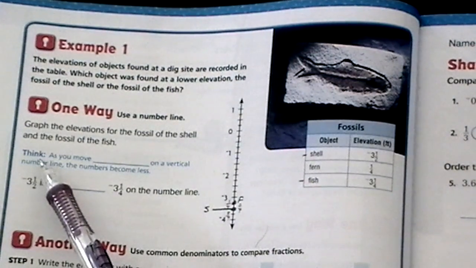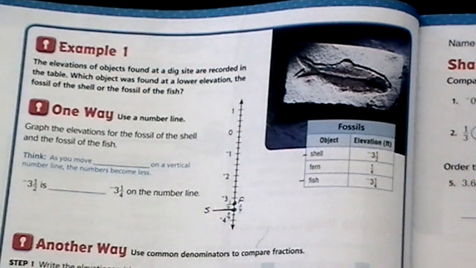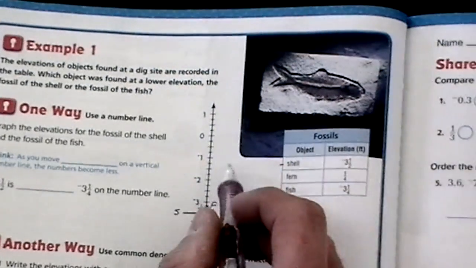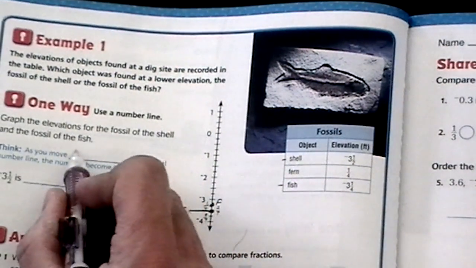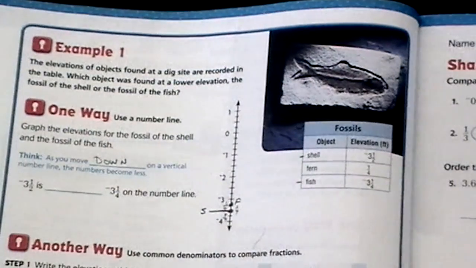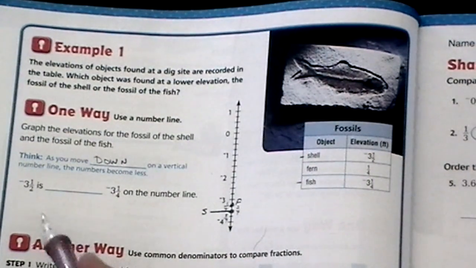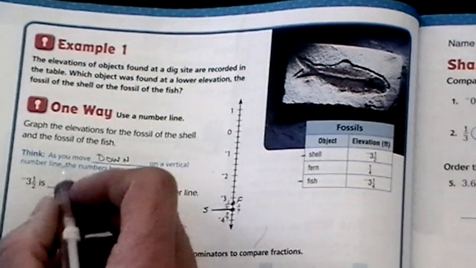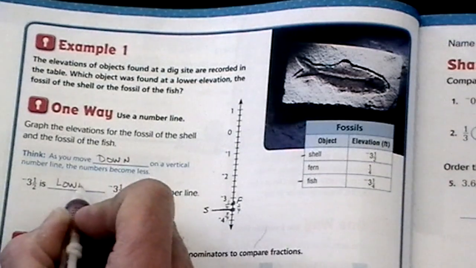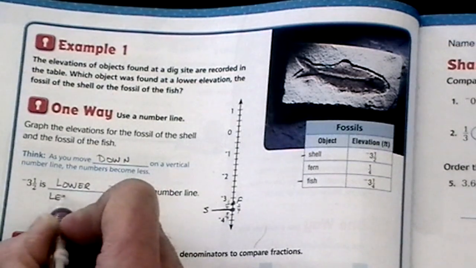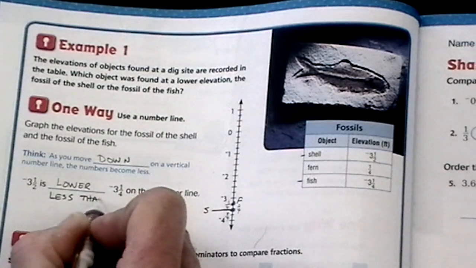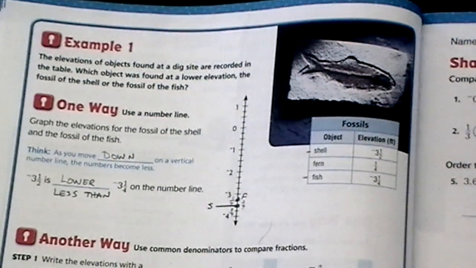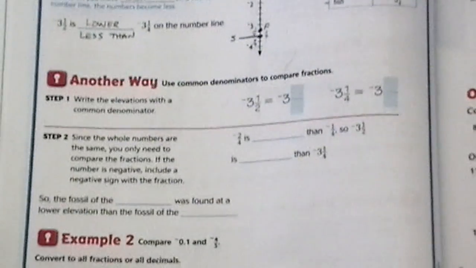Let's look at what they have written here in blue. Think. As you move down on a vertical number line, the numbers become less. Well, numbers get worth less as we move down on a vertical number line. Therefore, negative 3 1/2 is lower than negative 3 1/4 on the number line. It's also less than. All right, I'm going to slide the book up here and we'll look at another way to solve this problem.